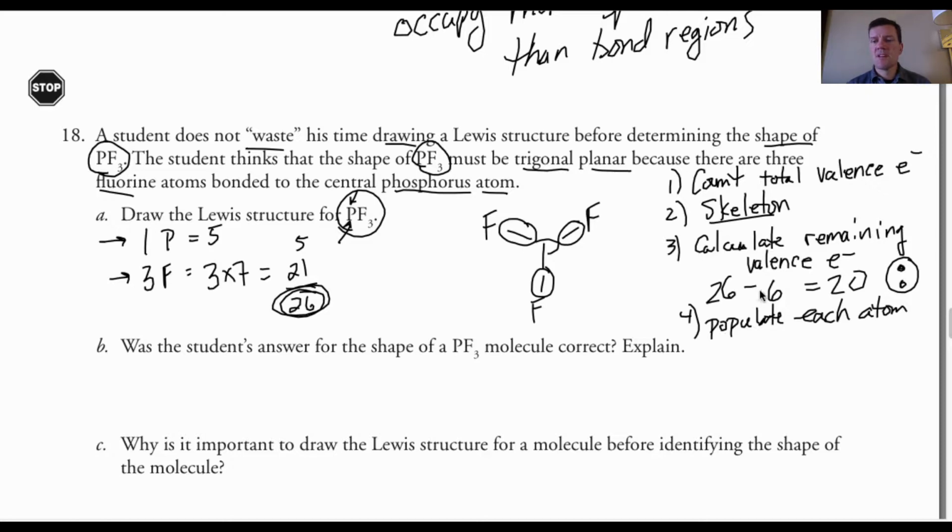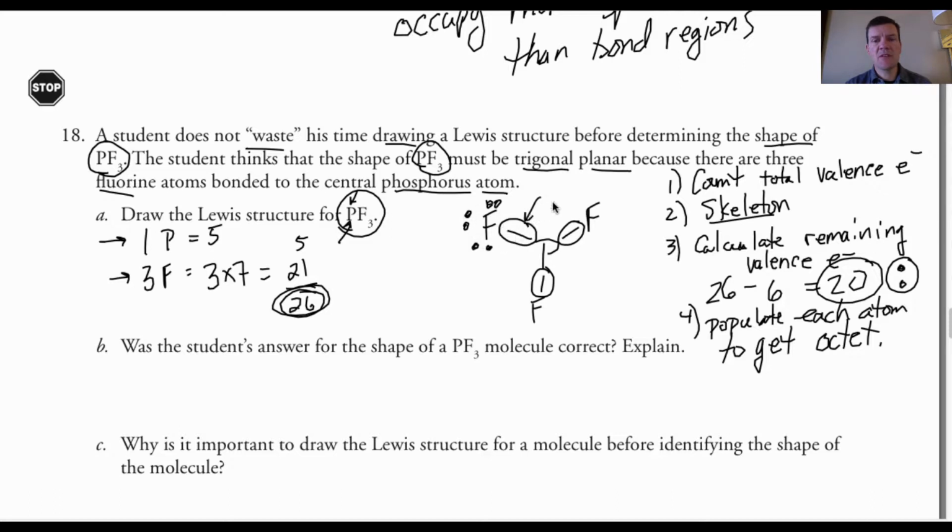Okay? So populate each atom until you get what's called an octet, an octet around each atom. We're going to start on the peripheral atoms, the outside atoms first. So I need to show 20 more. I'm just going to start. I already have a pair here around fluorine, so I'm going to put one more pair, and one more pair. Now fluorine's got 8.